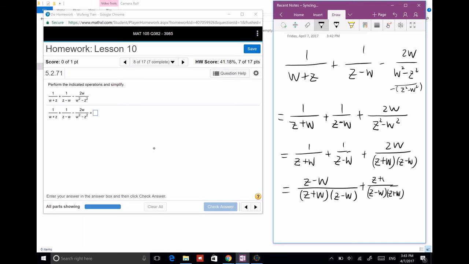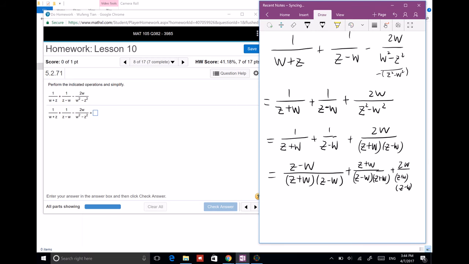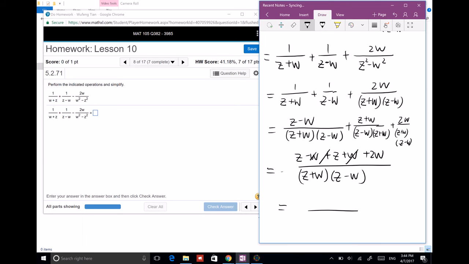So z plus w. The third one, you just keep it, z plus w and z minus w and a z and 2w. Okay, just keep that. Now we simplify it. Since they all have the same denominator, I just do z plus w, z minus w, z minus w plus z plus w plus 2w. Okay, so w canceled. You only have 2z plus 2w and a z plus w and a z minus w.